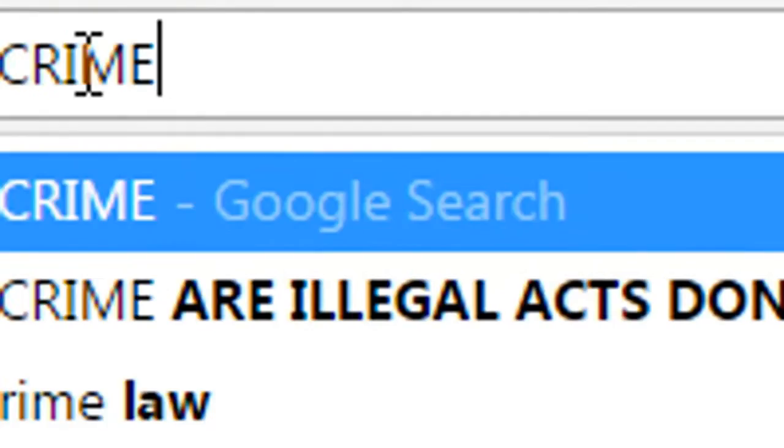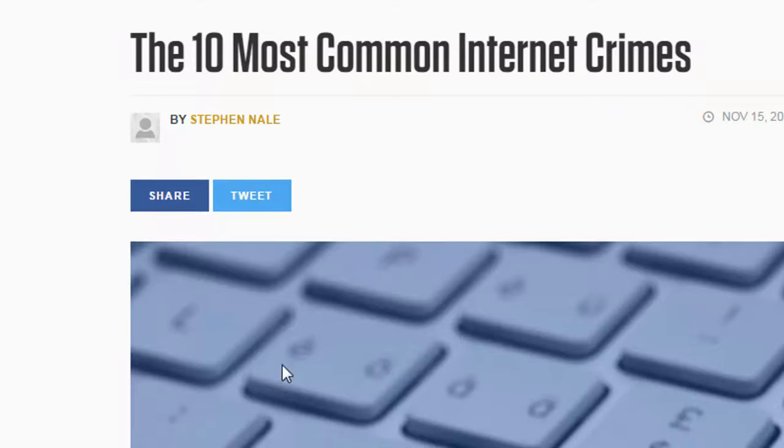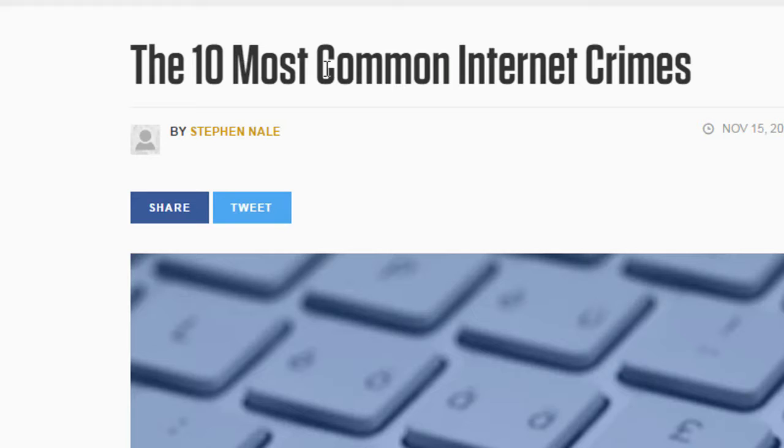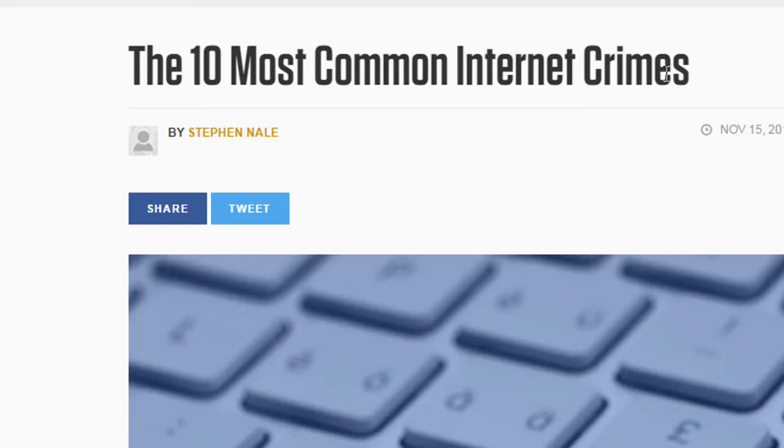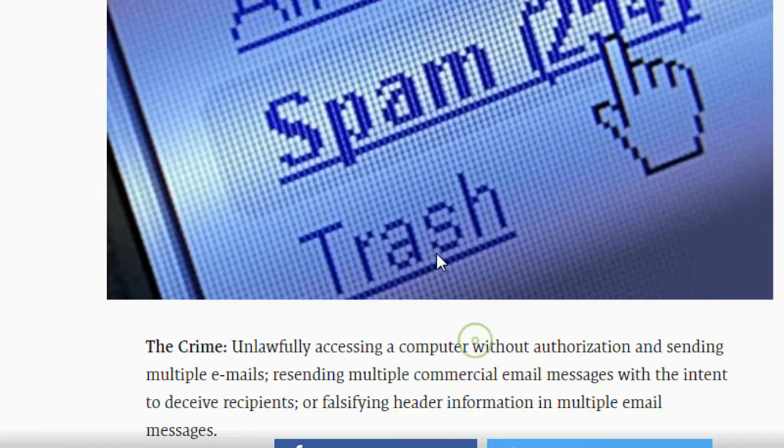Cybercrimes are illegal acts done through the use of the internet. In 2012, Stephen Nail posted a list of the 10 most common internet cybercrimes, as follows. Number one is phishing. Phishing or spoofing is the act of sending multiple emails to multiple users in hopes of having a number of them click on the links or malware attached to the email.